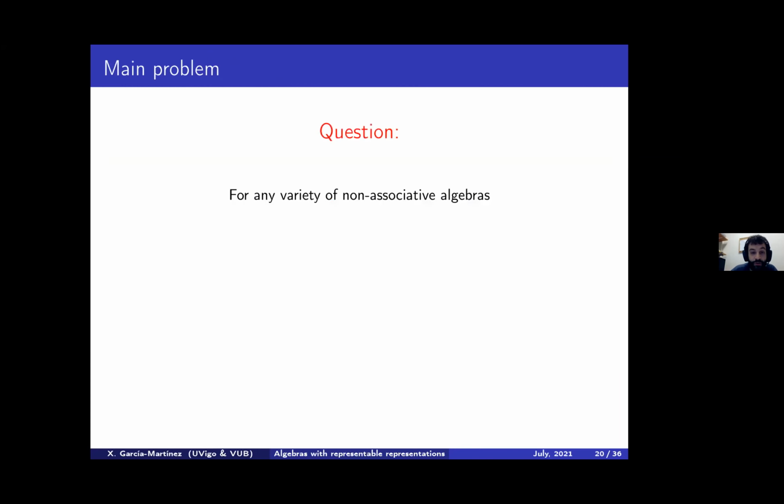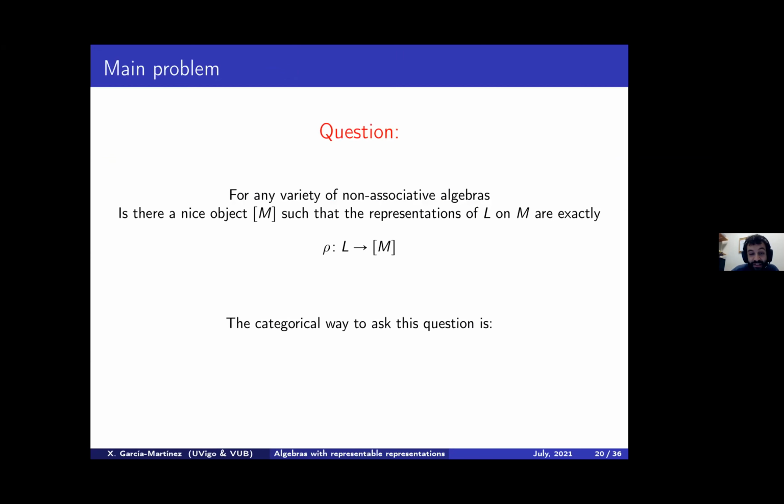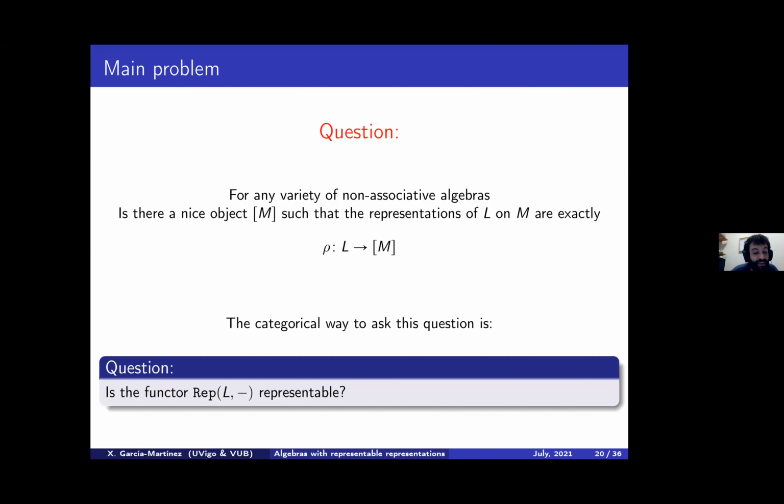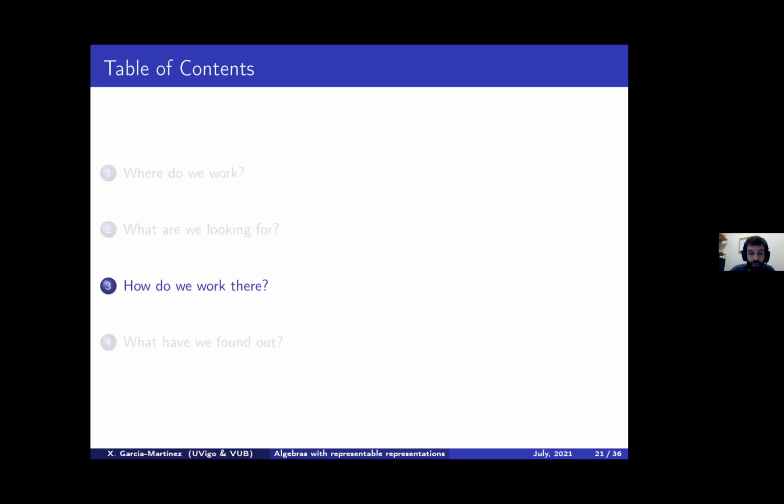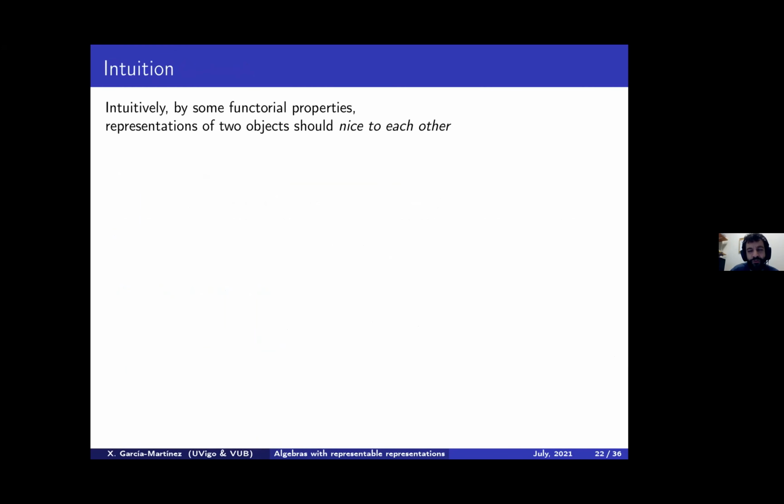So the question in this language is: is the functor Representations of L representable for any other variety of non-associative algebras? This was our question. This is what we were looking for. How do we work here? Because it seems a bit odd to find this object in a general setting. So first we need some intuition.